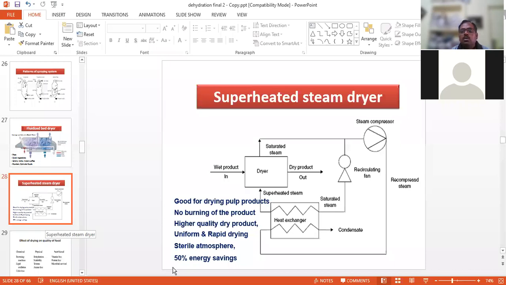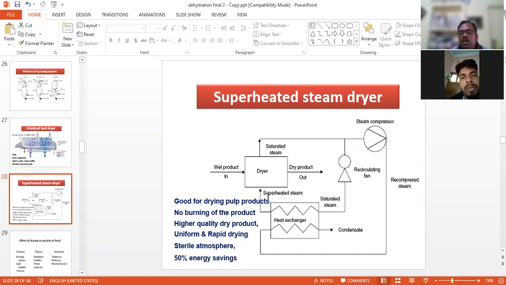In this case, we can maintain the nutritive value of the product, because no burning is reported in this type of drying. This is used for drying pulp products such as mango pulp, giving a high quality dry product. There is uniform and rapid drying, and we can save 50% of energy using this technique. Simply, this is the dryer, this is the wet product in, this is saturated steam, and the product comes out from this one.